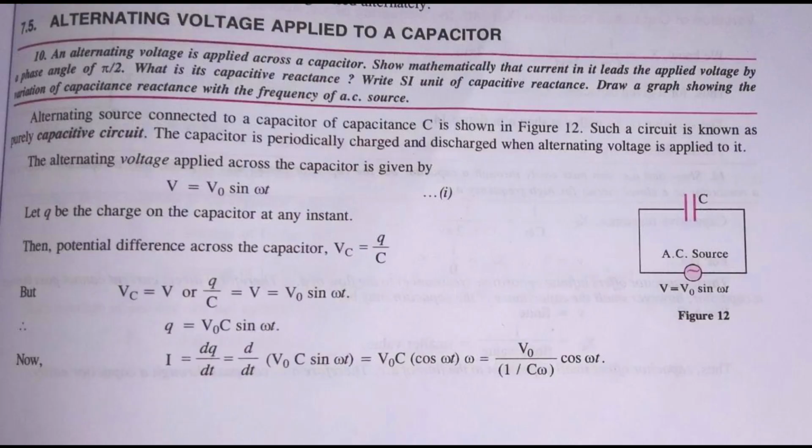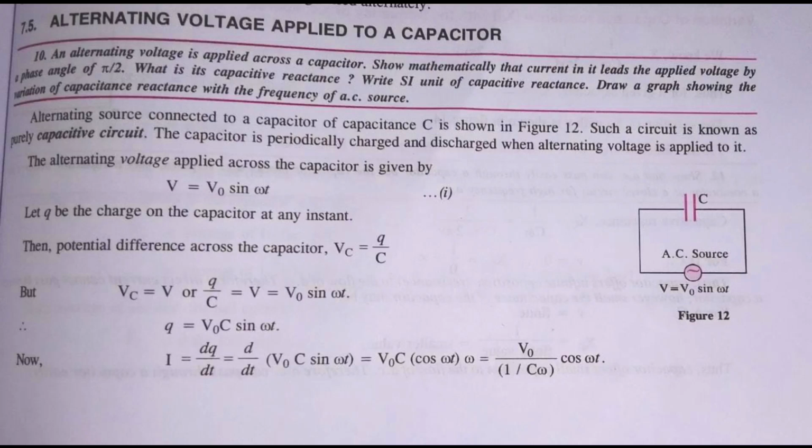Now moving ahead with the alternating voltage applied to a capacitor. In this circuit we only have a capacitor, and this circuit is known as a purely capacitive circuit because the alternating source is connected to the capacitor, which is denoted by C as shown in the diagram.